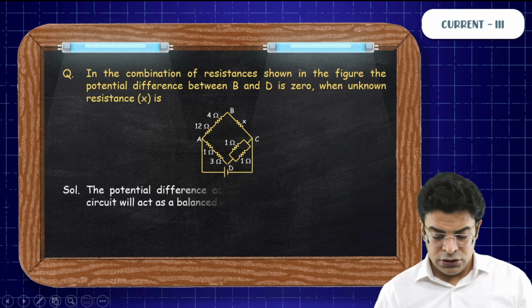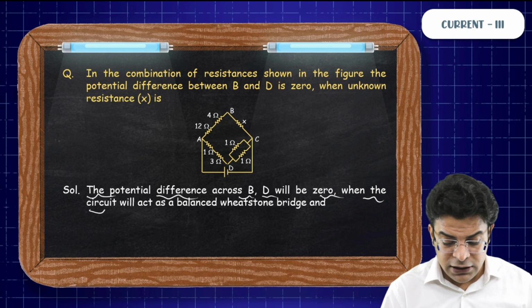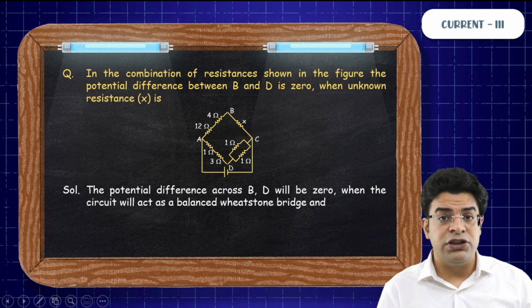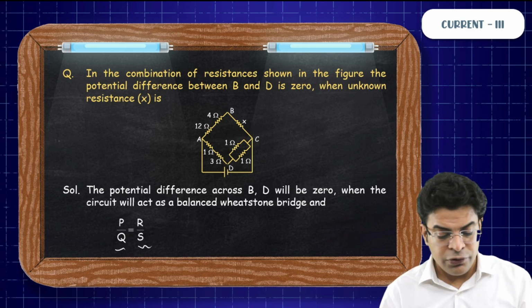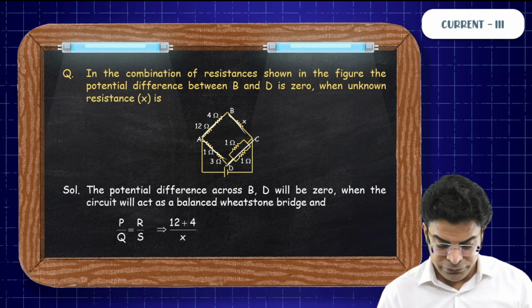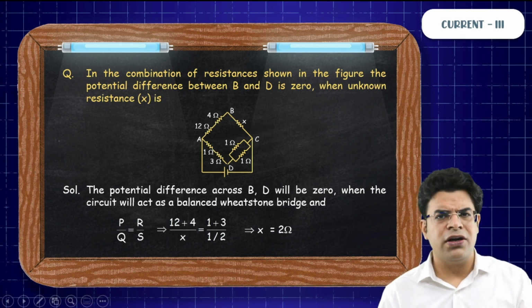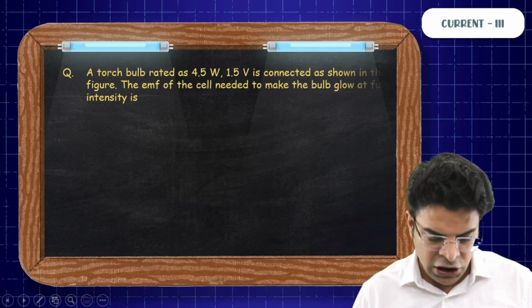Okay. So the same thing is written here. The potential difference across B and D will be 0 when the circuit acts as a balanced Wheatstone bridge. And for this Wheatstone bridge to be balanced, P by Q has to be the same as R by S. So 16 by X has to be the same as 4 upon half. And on solving this, you get X equals 2. Not at all rocket science. Okay, focus on concept. So now the next example.